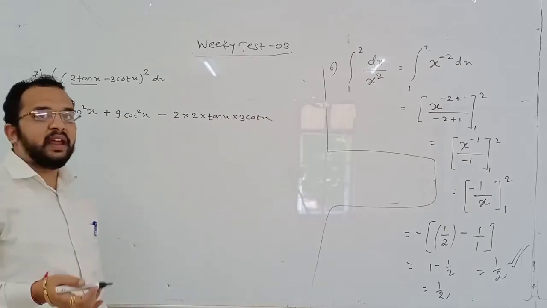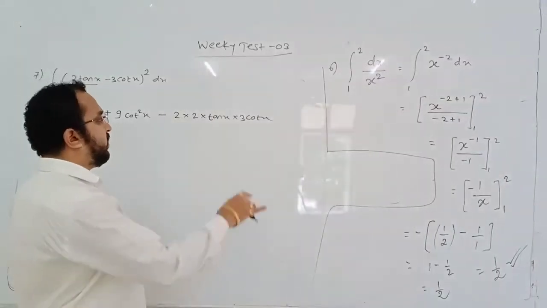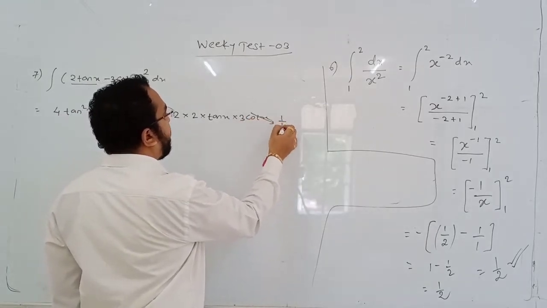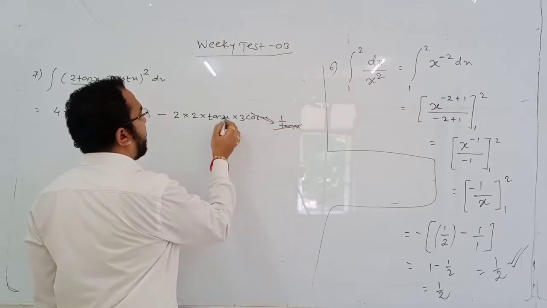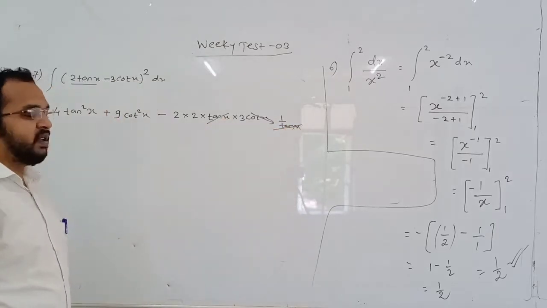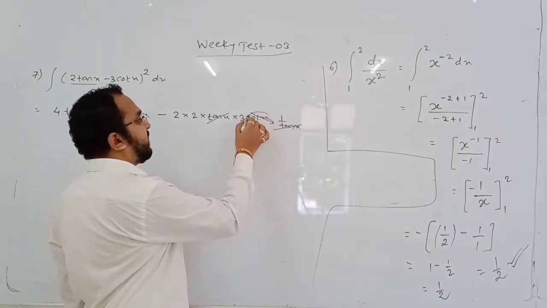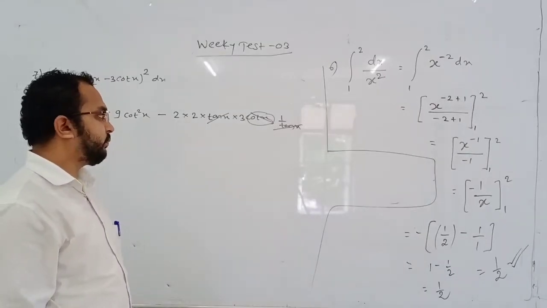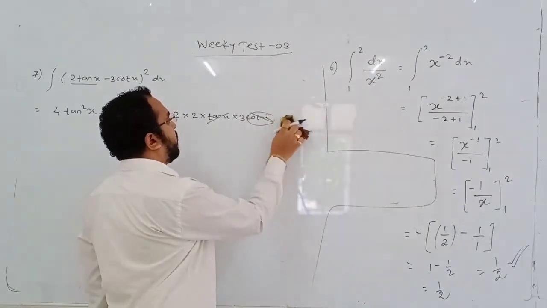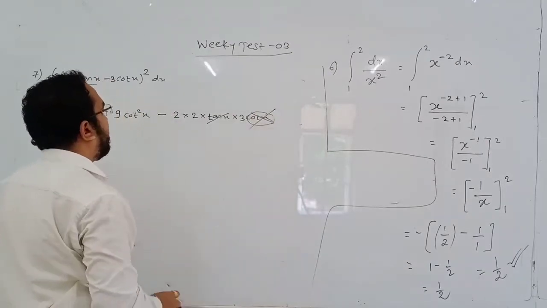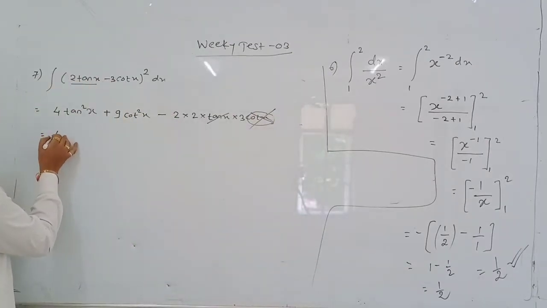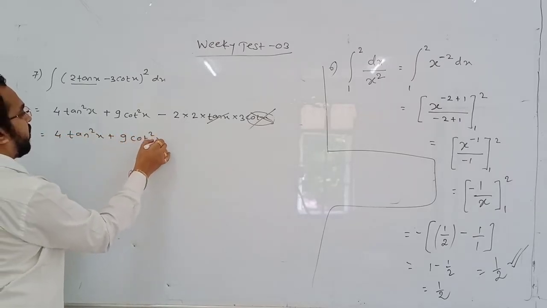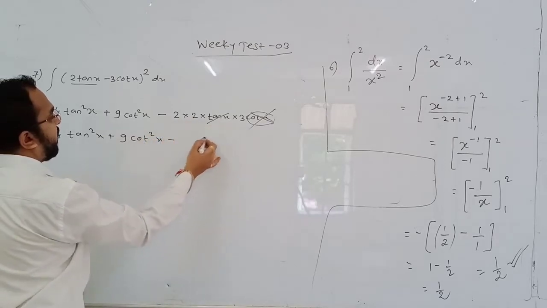Now we know students, tan and cot are reciprocal of each other. So this cot x can be written as 1 upon tan x, and tan x will cancel each other. So what are the remaining terms? 4 tan square x plus 9 cot square x minus 2 into 2 into 3, which is 12.